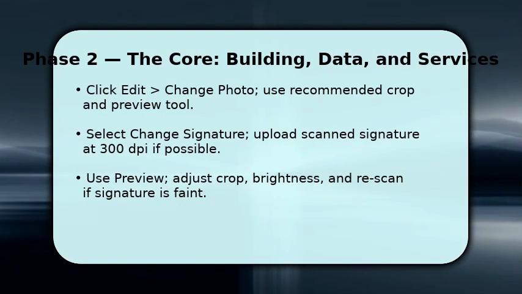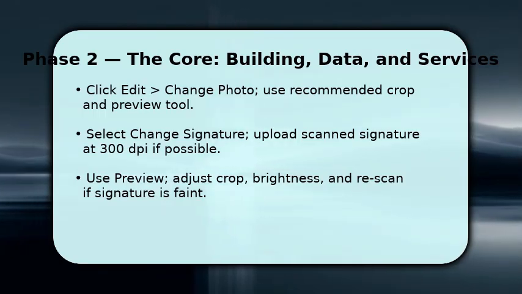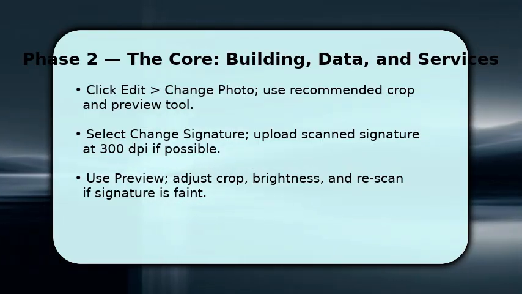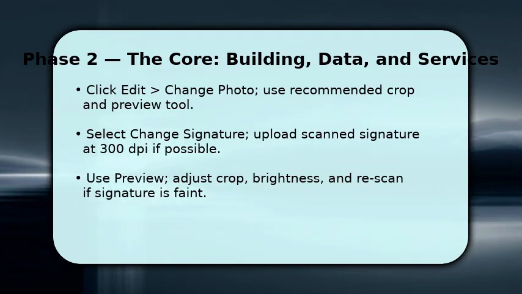You'll click Edit, then Change Photo, pick the prepared file, and use the portal's cropping tool to center your face and maintain required dimensions. Next, choose Change Signature and upload the scanned image. Higher DPI yields crisper lines once compressed, so aim for around 300 DPI.